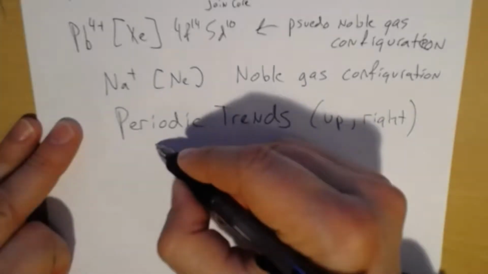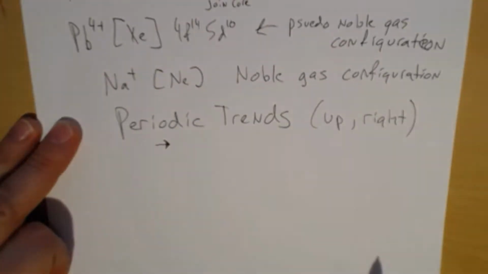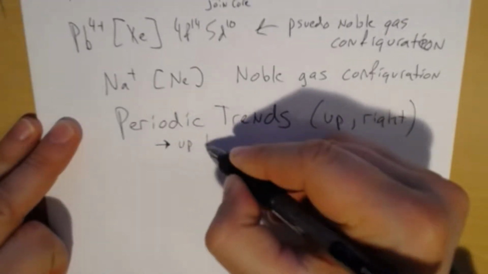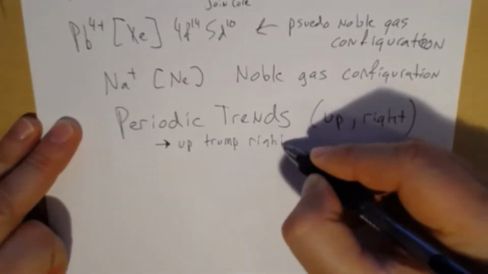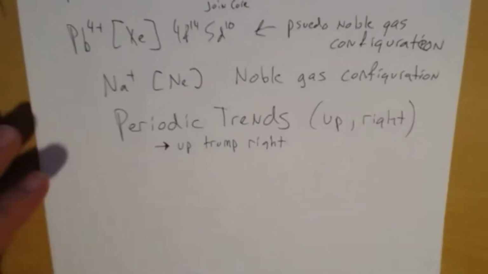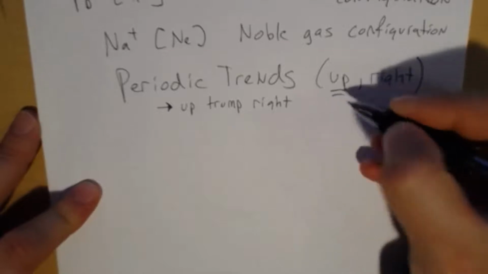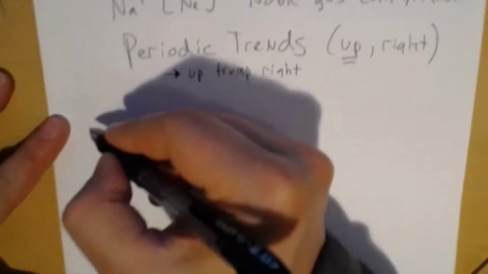And actually, if you want to be technical, if you have a conflicting trend, like one element's up and the other one's right, I'm going to use a bad word, up will trump going to the right by at least one or two elements, okay? So up is a bigger difference. So here's my bad drawing of the periodic table.